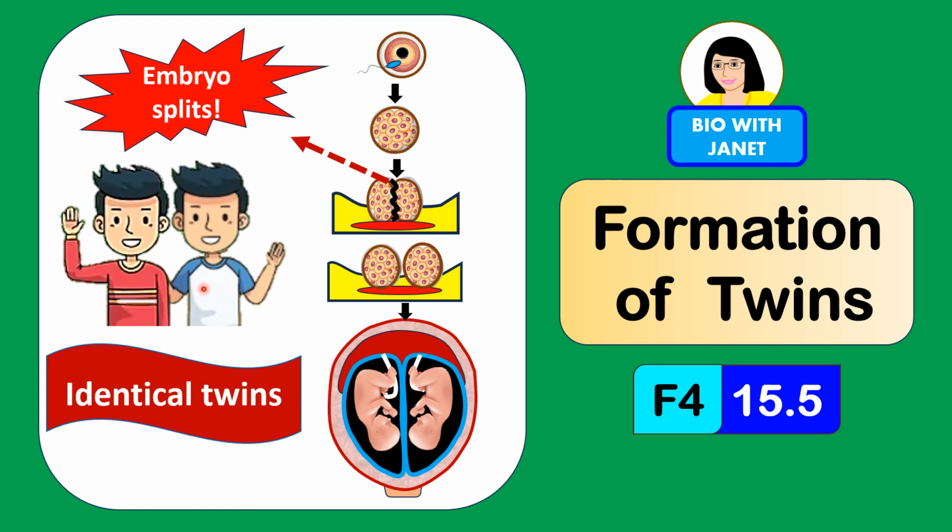Twins actually refer to two children that are born from one pregnancy, that is, born in the same birth. So let's find out the three different types of twins and how they are formed in the mother's uterus. For example, identical twins. In the formation of identical twins, a special event occurs during the development of the embryo, where the embryo suddenly splits, right? So this only occurs in identical twins. Let's find out more.